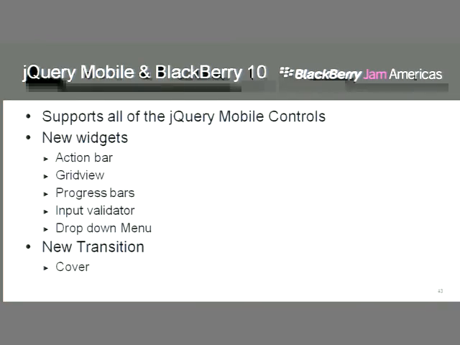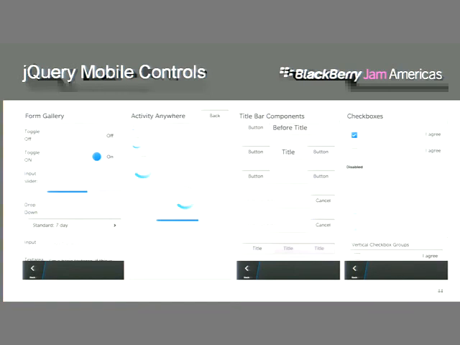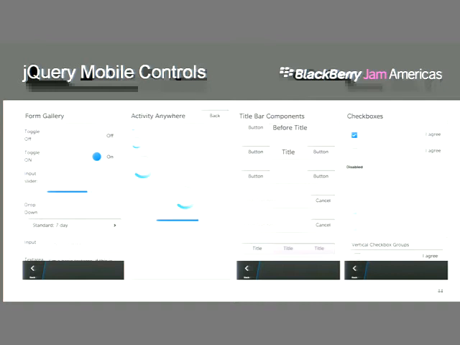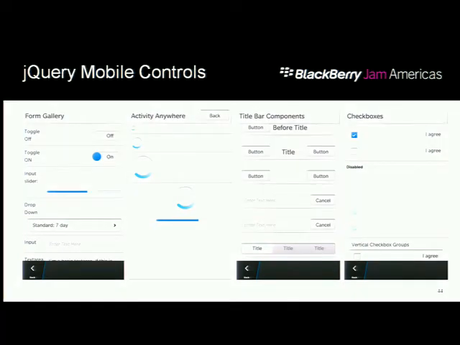BlackBerry 10 supports all the old jQuery Mobile controls, and we've also extended the theme to include new controls that are specific to BlackBerry 10. I'm going to go over them, and we've also added a new transition to go more with the BlackBerry 10 flow. Here are some of the controls that are originally in jQuery Mobile, and this is how they look currently in BlackBerry 10: our toggle buttons, sliders, progress bars, segmented controls, title bars, and checkboxes. These all have that nice, clean, native-looking feel, and they'll have some nice CSS animations associated with them too. I'll do a demo in a second showing those animations.